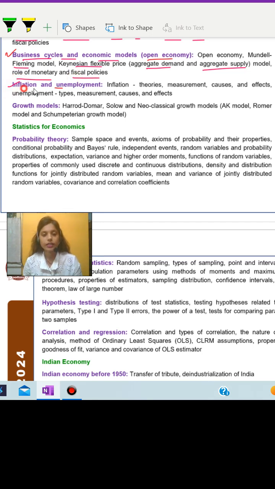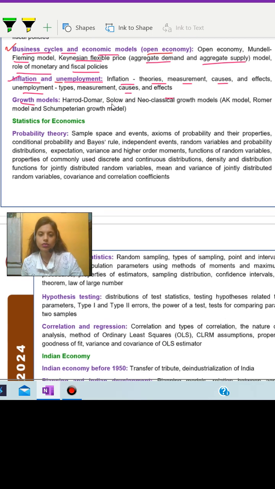Coming to the next part, that is inflation and unemployment. Here inflation, the theories of inflation, measurement and causes and effects, all these. Then unemployment types, the basic knowledge should be clear, that is what I'm trying to say. The causes and effects of unemployment, you already know these things, just need to revise. Growth models, here important is Solow and neoclassical growth models.